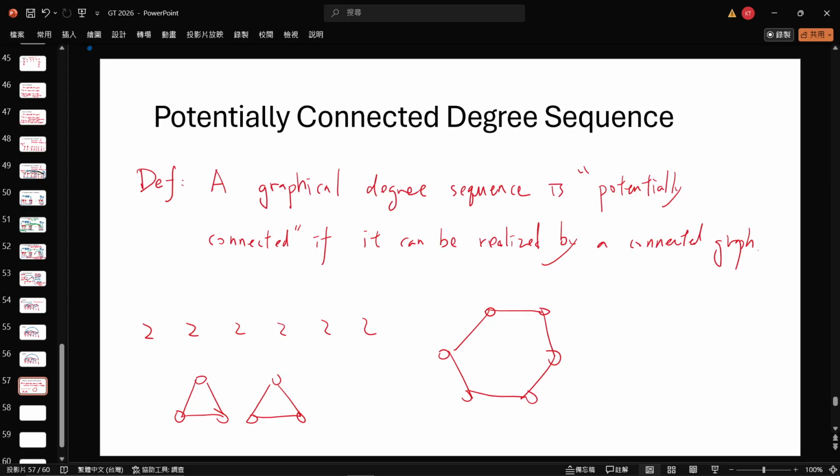Okay, and some counter examples. So this one is not potentially connected because the only way to realize it is by this graph, and this one is not connected. So yeah, this is not potentially connected.